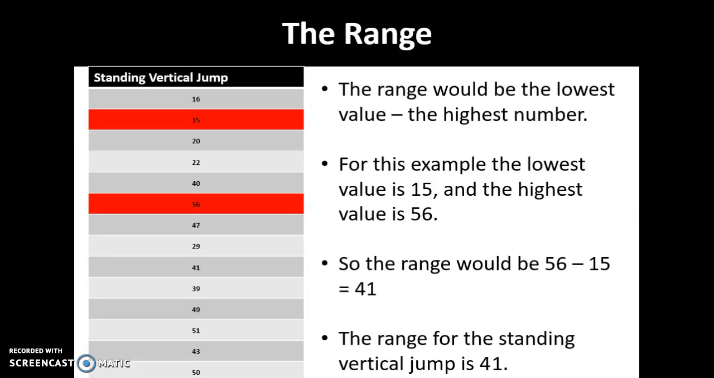So here the range would be the highest number minus the lowest number. In this example, the lowest value is 15, as you can see highlighted red here, and the highest value is 56 here. So the range would be 56 minus 15, which gives you a score of 41. And the range for the standing vertical jump is 41. And as you can see, there are other values that are around that number anyway.